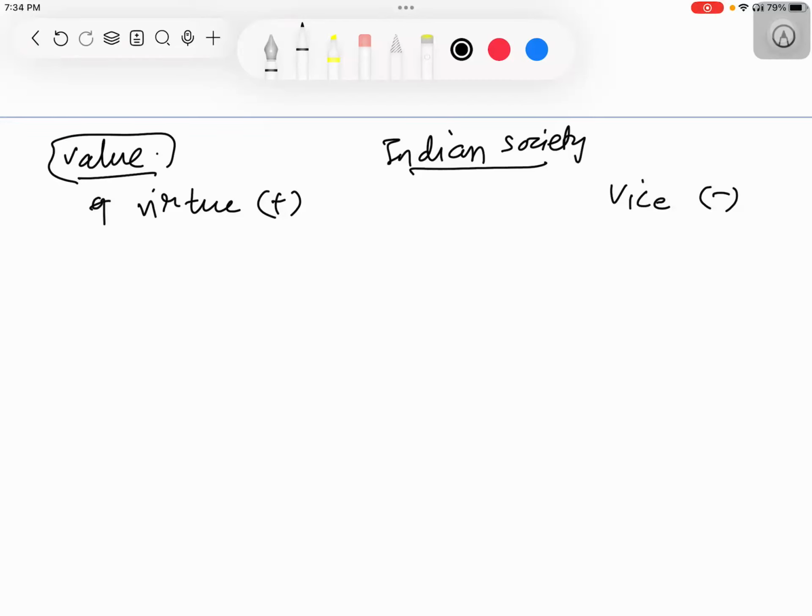Sati Pratha. Okay, we can say that yes, that is fine. It was a cultural value, it was not an ethical value, culturally it was accepted. Any other thing?